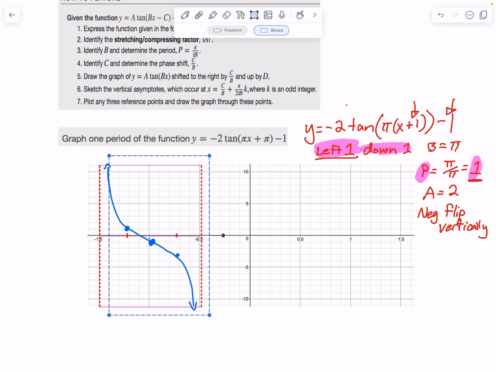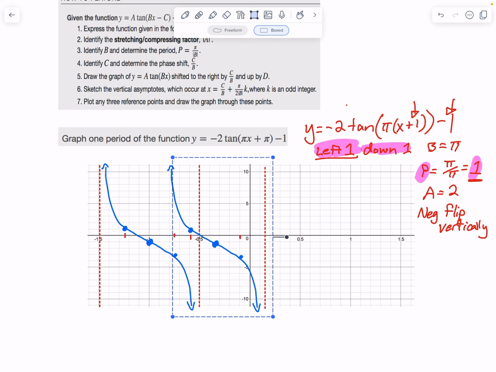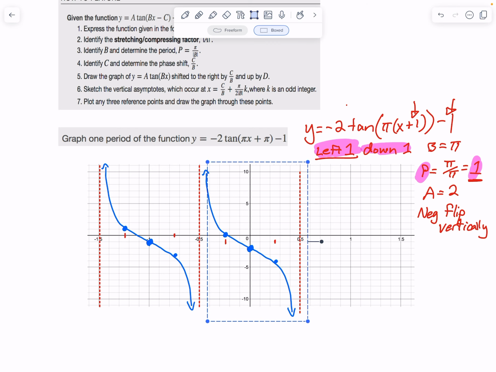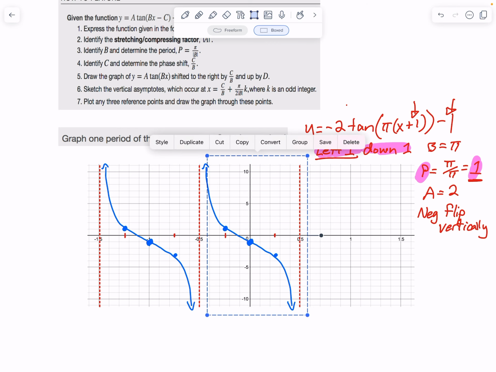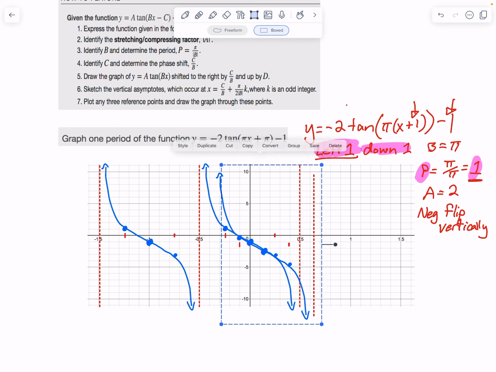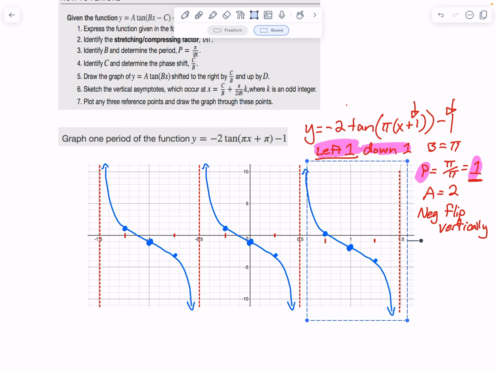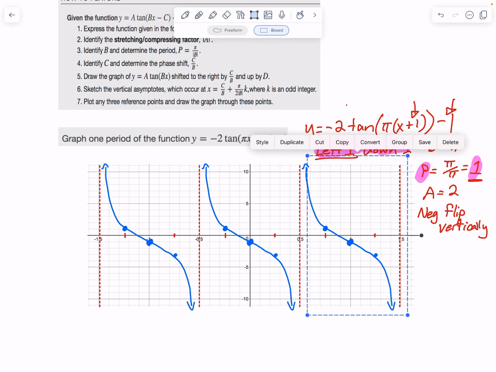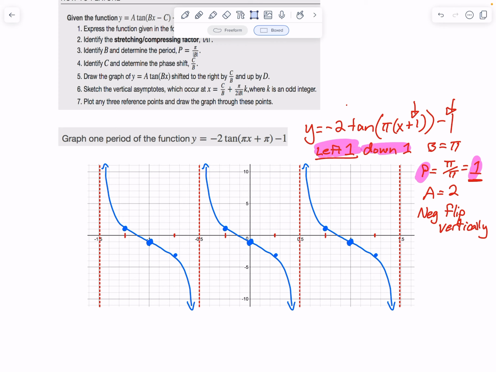And we would draw it again right there. And then that thing would keep repeating. It says do 1 period, but I'm just going to write them all in. So that is our tangent.